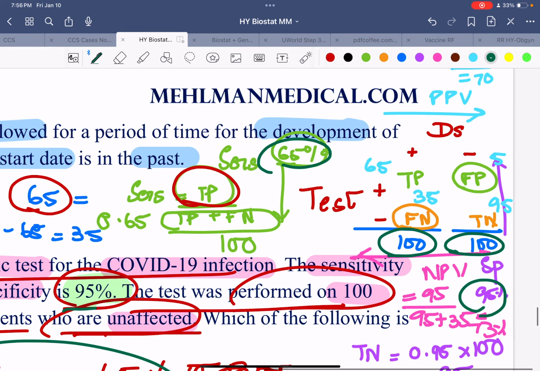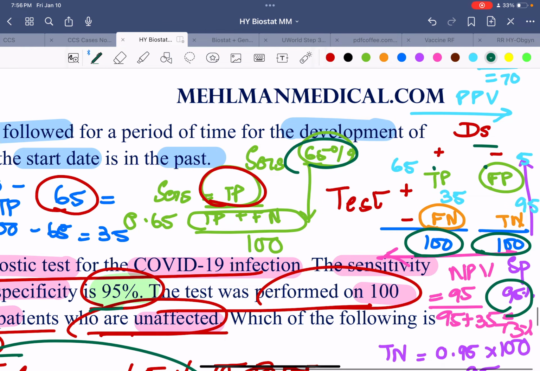Right, so we have to make the table. Disease at the top, positive, negative. Test at the left, positive, negative. Then we put the true positives at the top left, and true negatives at the bottom right. Negatives are always at the bottom: false negative at the bottom, false positive at the top. We make the table. 100 we know, and 65% is the sensitivity.